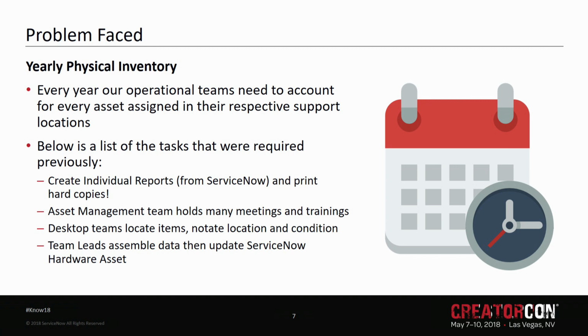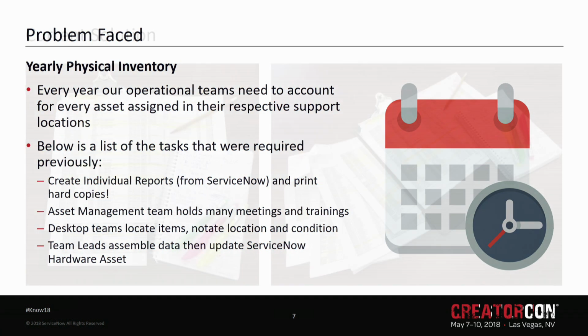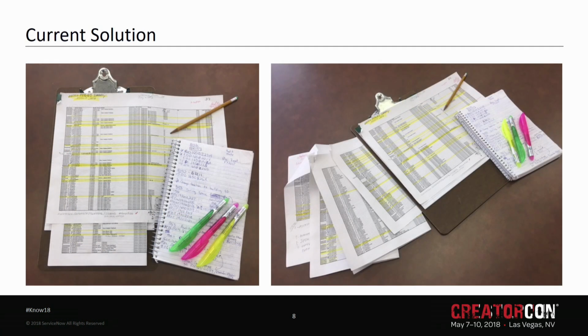So this was our current solution, sad to say, for doing physical inventories. We were printing out sheets, writing things down on notepads, using highlighters, everything that should have stayed in the 90s at the latest, because computers did come out at some point. And it's all old school, and sad to say, we were living with that solution up until a few years ago.